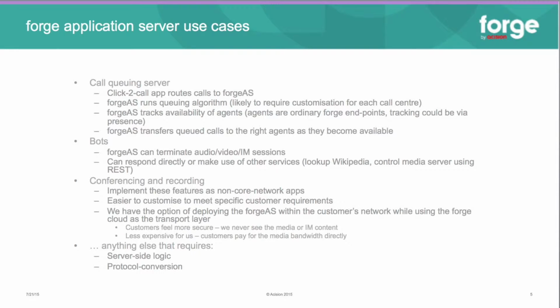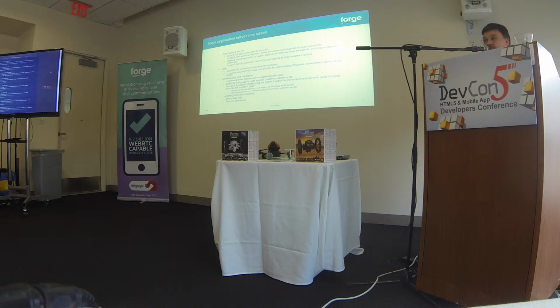You can create bots and autoresponders. Imagine you had a click-to-chat system, and for customer service, you could have a bot on the back end that answers the basic queries and then seamlessly hands off to a real human being when needed. You can implement things like conferencing and recording. And in fact, I mentioned earlier that we have conferencing coming as a new feature on the Forge network. And that has been implemented using the forgeAS, using our own application server platform. And you can also implement anything that requires server-side logic, protocol conversion, gatewaying, or anything else.